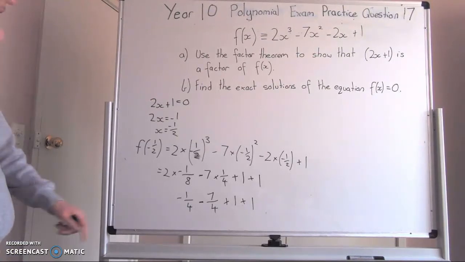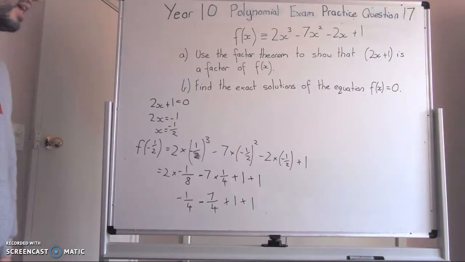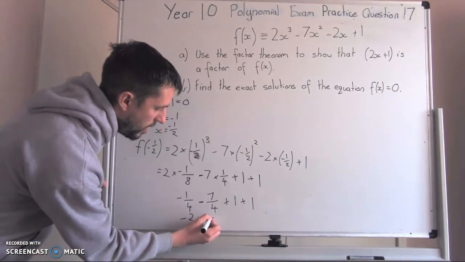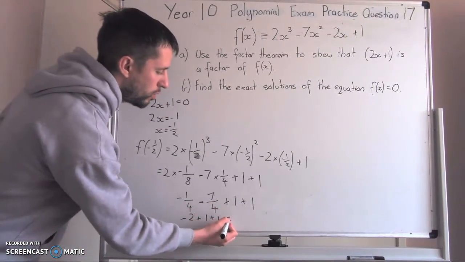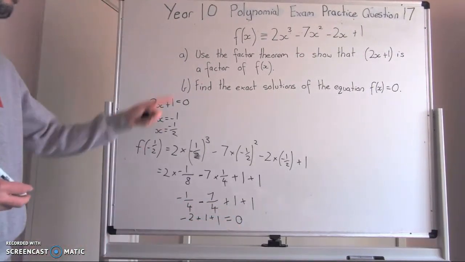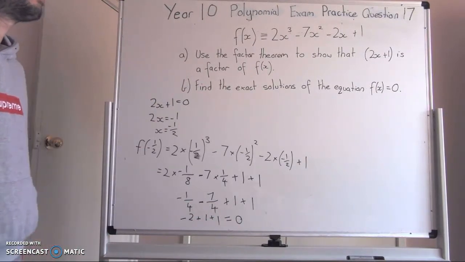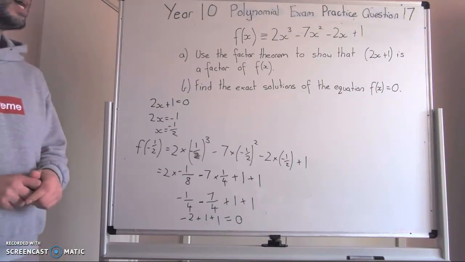So now if we look at this, negative 1/4 take away 7/4 is negative 8 pieces out of 4, which is negative 2. Negative 2 plus 1 is equal to 0. So we have proven that it is a factor of f(x). The next thing it says, find the exact solutions of the equation.